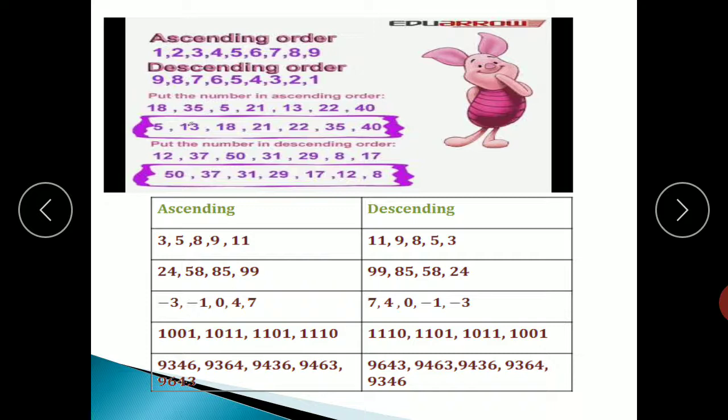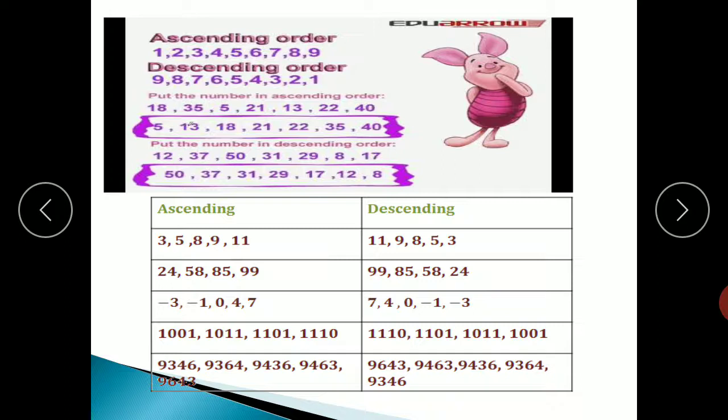Now let us see 2-digit number ascending order. Here some numbers are given: 18, 35, 5, 21, 13, 22, 40. Among these you have to write the ascending order. Which is the smallest one among these numbers? Yes, this 5 is the smallest one. We will write it first. Then next, 13.